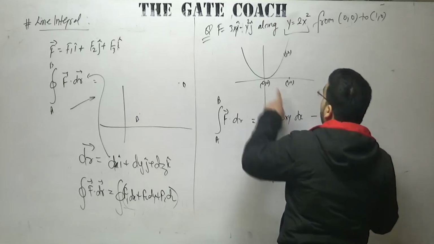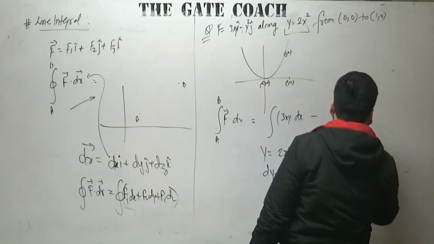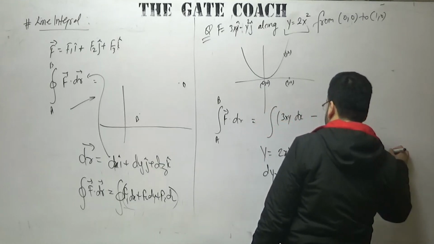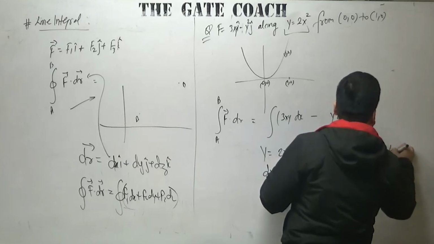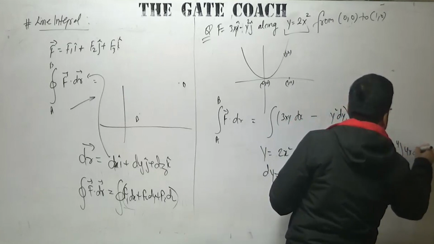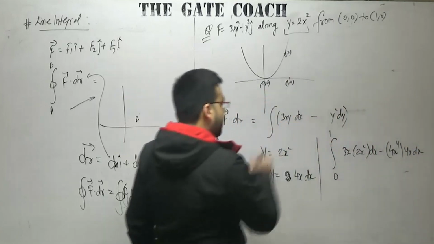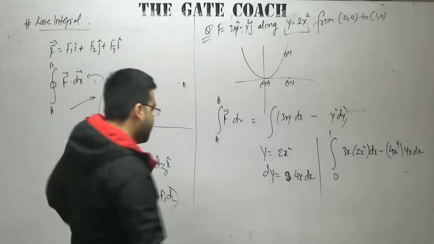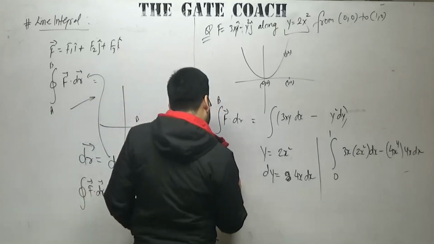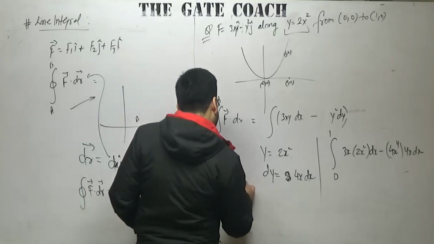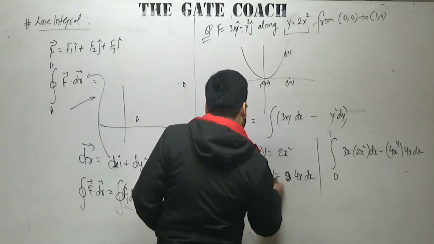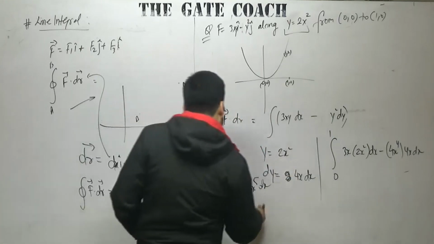Now, 3x into y. What is this y? y is equal to 2x square, 2x square dx, minus y square. Now, what is this y square? It will be 4x raised to the power 4 into dy, which is 4x dx. I have converted everything into just x only. It will be the integral from 0 to 1, 3 into 2 is 6x cube dx minus 16 x raised to the power 5 dx.